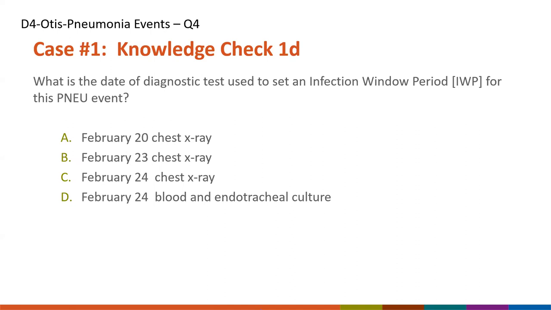Okay. What is the diagnostic test used to set an infection window period for this new event? Is it A, February 20th chest x-ray, B, February 23rd chest x-ray, C, the February 24th chest x-ray, or D, the February 24th blood and endotracheal culture? And it looks like the majority are coming in at B, February 23rd chest x-ray. Great job, that is correct.